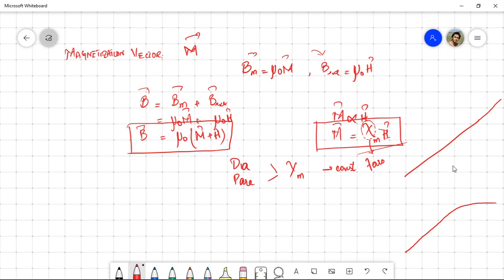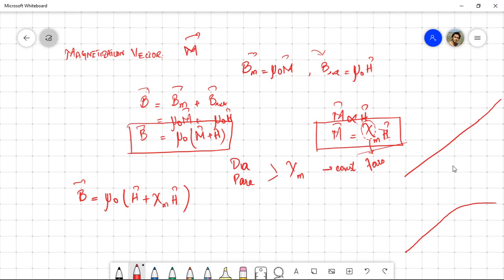So for ferromagnetic material, things are going to be a little bit different. You need to understand that in diamagnetic and paramagnetic materials, the relationship between H and M will always be linear. So what if we consider this for dia and paramagnetic materials only? We'll talk about ferromagnetic materials separately. B is now mu naught H plus susceptibility into H.